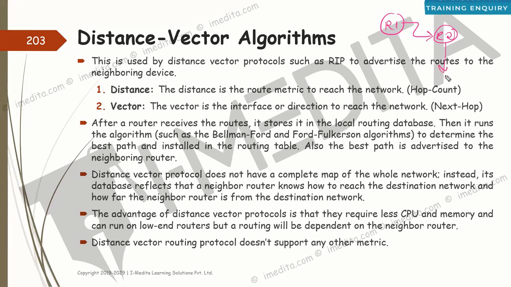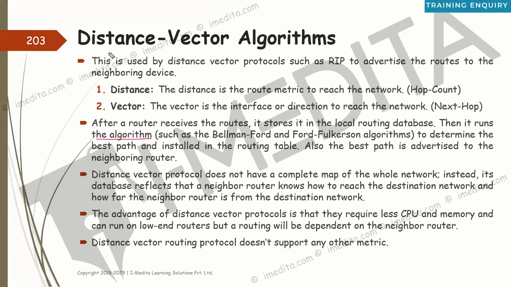Then the router is going to install that best path in its own routing table. And then it is going to advertise to router number 3. Then router 3 is going to install that route in the routing table. Then router number 3 is going to advertise that route towards the next particular router.